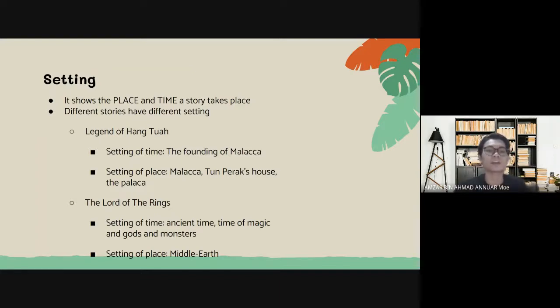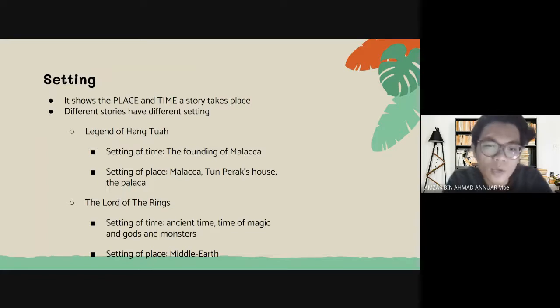Okay, what about the setting of place? The setting of place talks about Melaka, where it happened in Melaka in general. Besarnya kita cakap pasal dia berlaku di Melaka. Kita kecilkan dia lagi. Tun Perak House. Di mana? Bila berlakunya kejadian ni di Tun Perak House? Now this is between the discussion between Hang Tuah and Tun Perak.